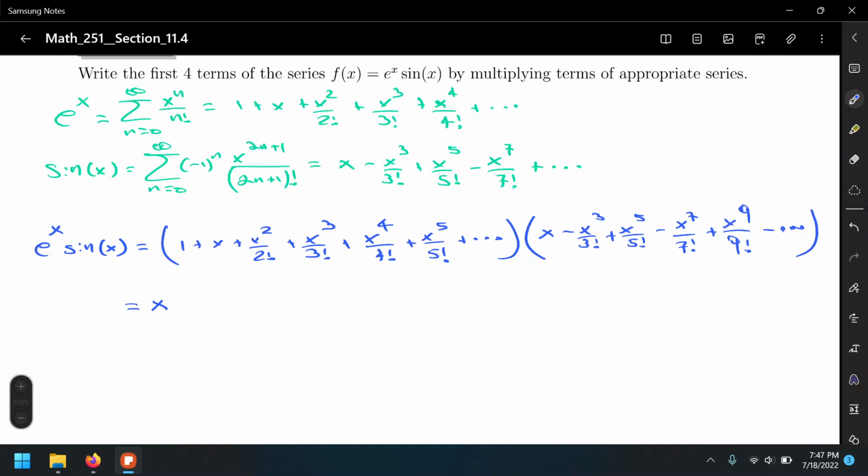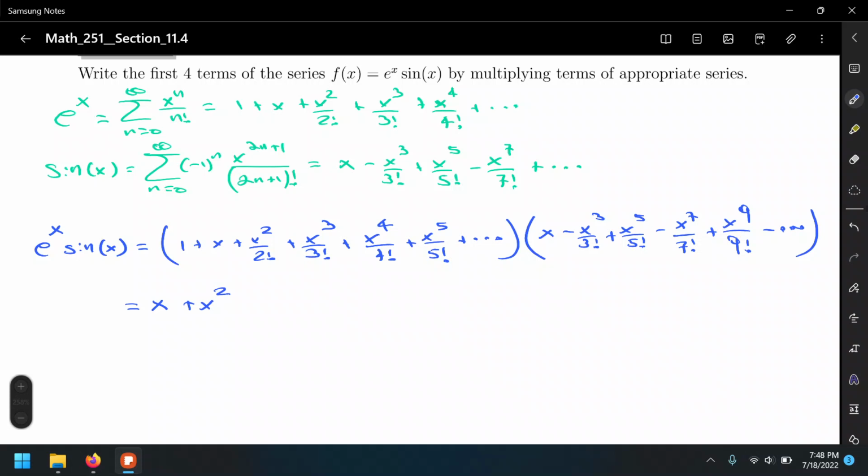Now let's look for the square term. What if I multiply 1 times x cubed? No, that's higher. Let's go with the second term, x times x. That's going to be our x squared. Is there any other way we can get that? Here we have an x squared over 2 factorial, of course. However, this gets multiplied with x and then x cubed, so no, that's not going to give us another x squared.